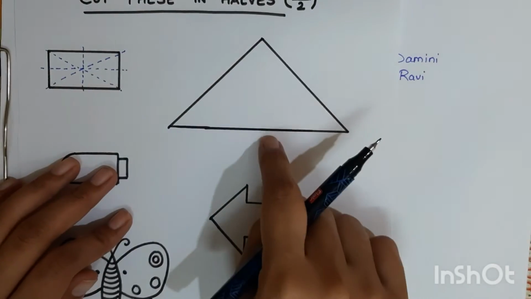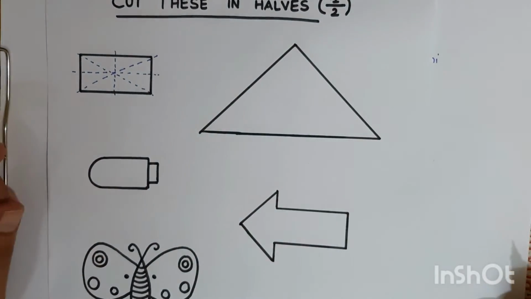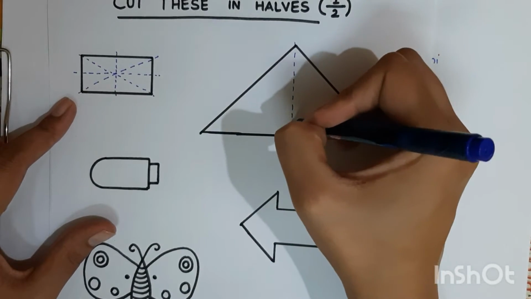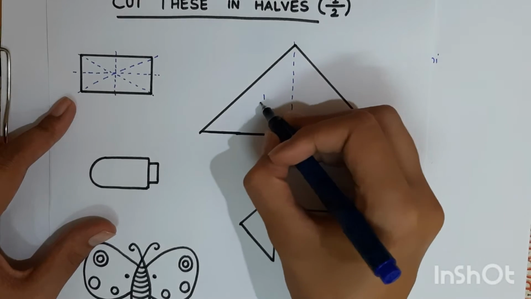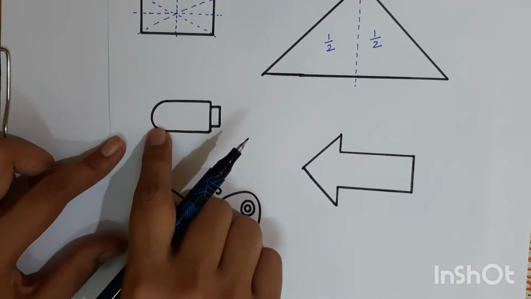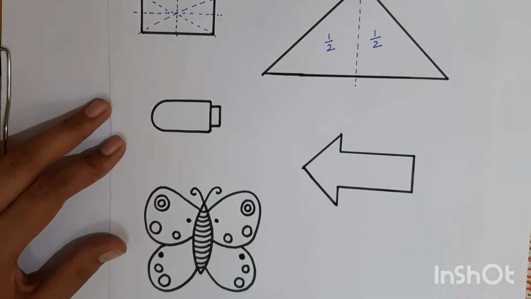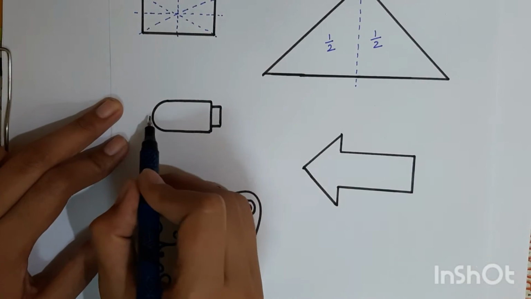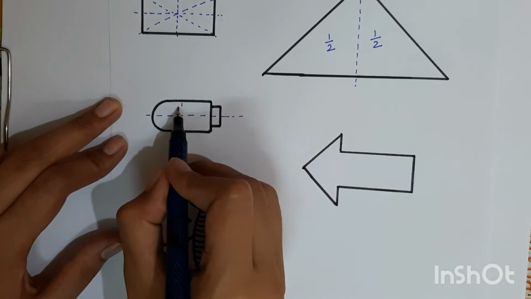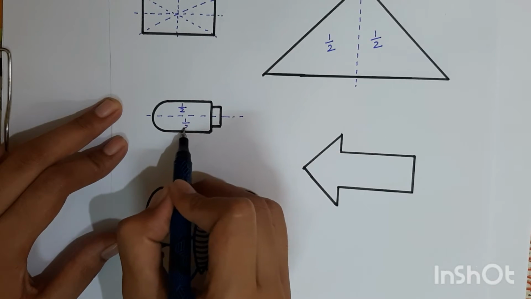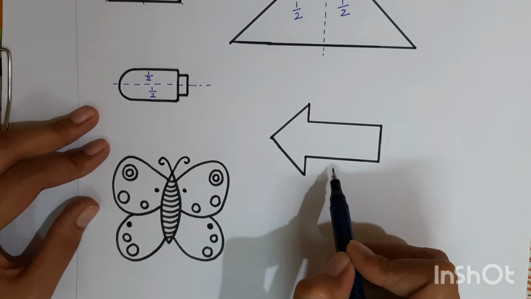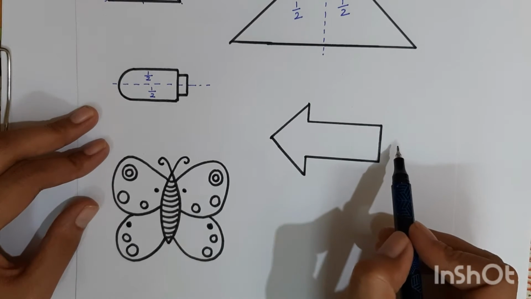How can we cut this triangle into two halves? Yes, we can cut like this. Half. How can we cut this triangle into halves? Yes, like this. Half. This way or this way? Yes.